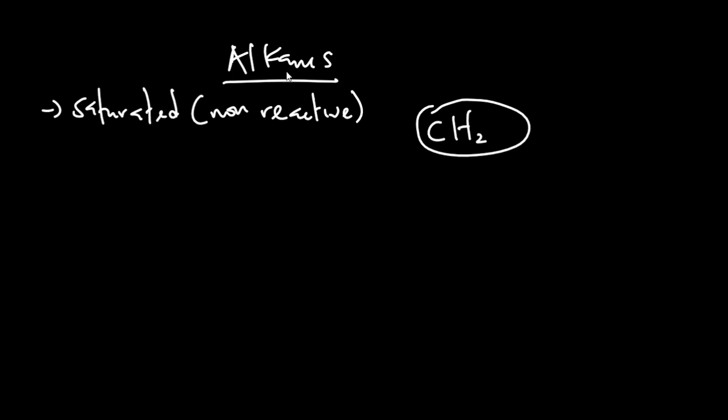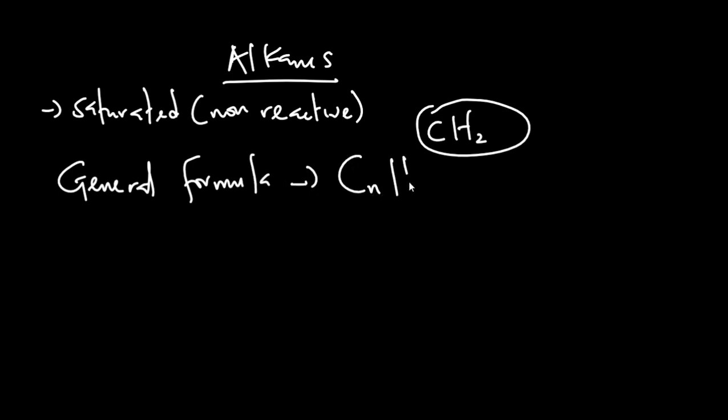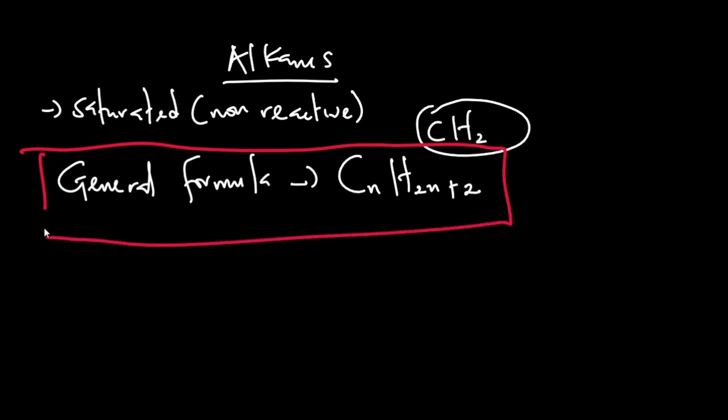So we are going to talk about how they look. But first things first, we want to look at their general formula. What is the general formula of alkanes? The general formula of alkanes is CnH2n+2. Commit this to mind: CnH2n+2 is the general formula for the alkanes.